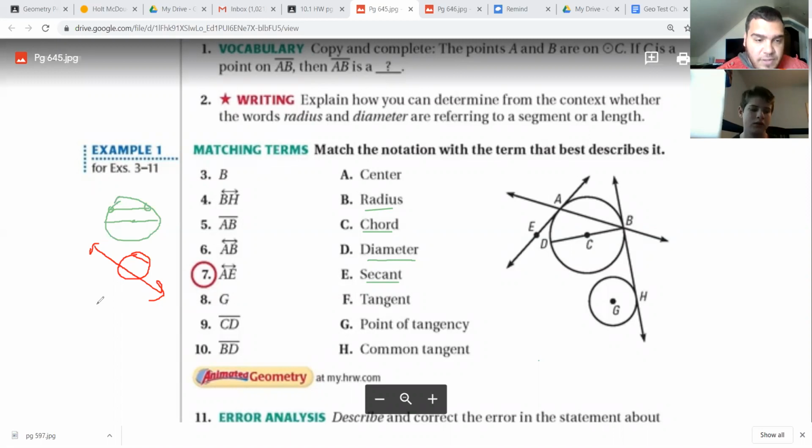And tangent is a line that hits the circle exactly once. So how does that look? It basically scrapes the side of the circle. Very important, it only hits the circle once. It's a tangent, okay? Where it hits the circle is called a point of tangency. And if two circles share a tangent, it's a common tangent. Okay, so those are all the terms.